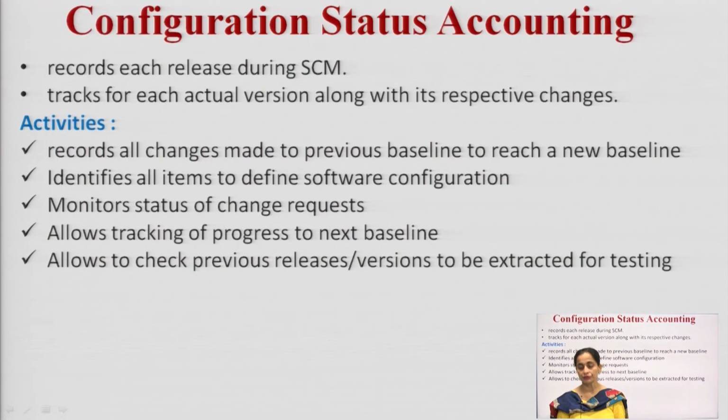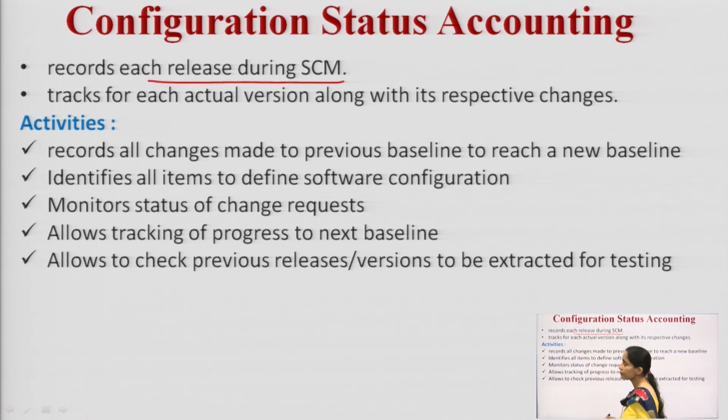After this change control, I have configuration status accounting. This configuration status accounting means it is recording every release during the SCM. As the name suggests, it is doing accounting. It is accounting every release of my software done during software configuration management, and then it is tracking every actual version along with its change, meaning how many versions the software has and in which version what thing we have changed. It is keeping that record.